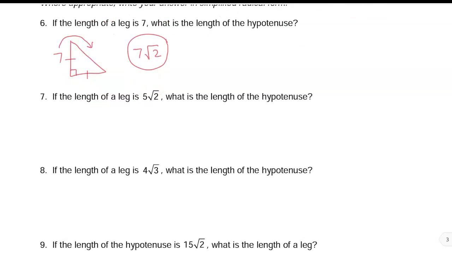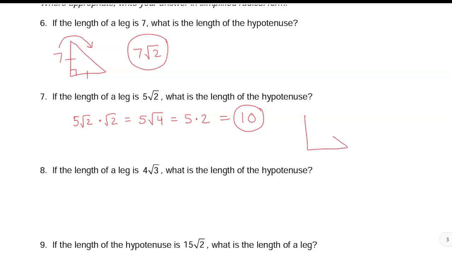Try the next two problems, 7 and 8. Pause the video and do 7 and 8. Number 7, if the leg is 5 root 2, that means I'm going to multiply by root 2 to get the hypotenuse. So root 2 times root 2, remember, is root 4, and the square root of 4 is 2. This is multiplication then between the 2 and the 5. The hypotenuse would be 10.